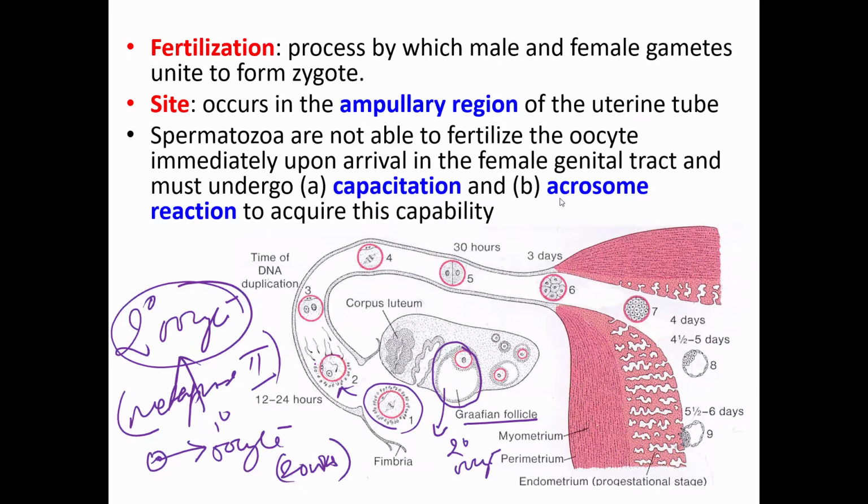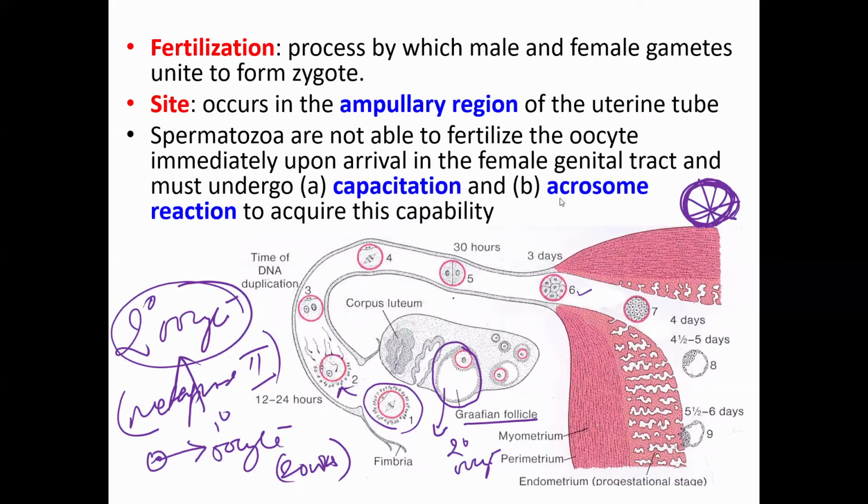Cleavage means you just cut it. Because of the zona pellucida, there won't be any difference in the overall size. It is just 1, 2 cells, 3 cells, 8 cells, 16 cells, like that, just like cutting a pie. In 30 hours you can see the 2 to 4 cell stage, then the 8 cell stage, then the 16 cell stage.